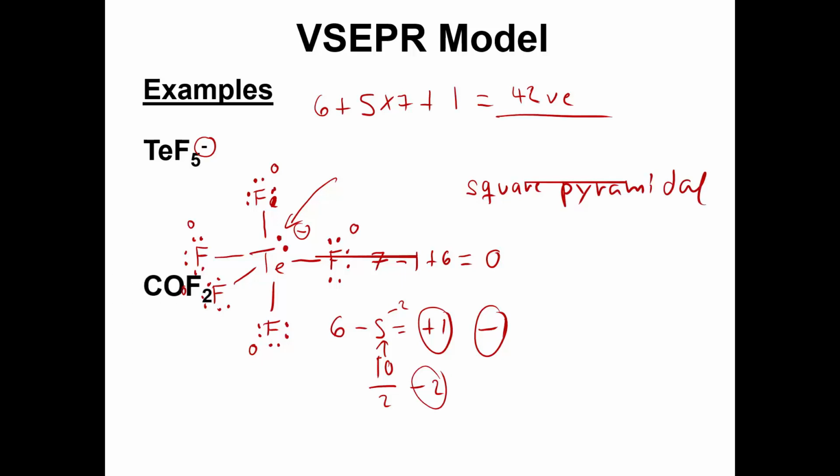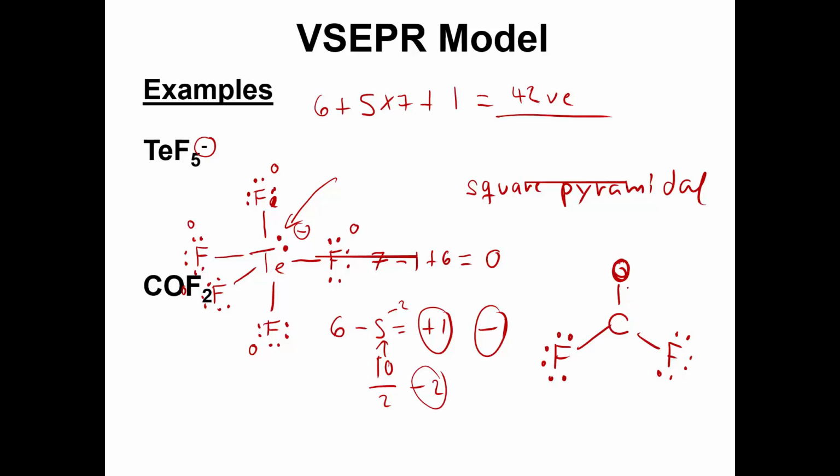Okay, COF2. Okay, well, COF2. Carbon, oxygen, fluorine. I already know fluorine is going to be having 6 lone pairs, and then if you draw enough, you'll see right away carbon's going to need 1 more.